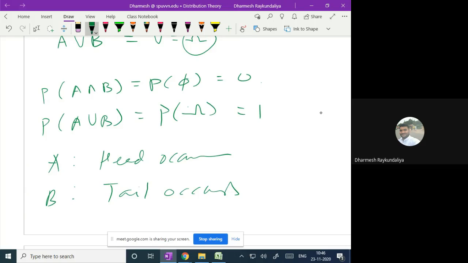And the exhaustive event covers all the possible outcomes. So what are the outcomes? Possible outcomes are maybe head or maybe tail. All possible outcomes are nothing but the sample space, and when you find the probability of the sample space, it gives 1.